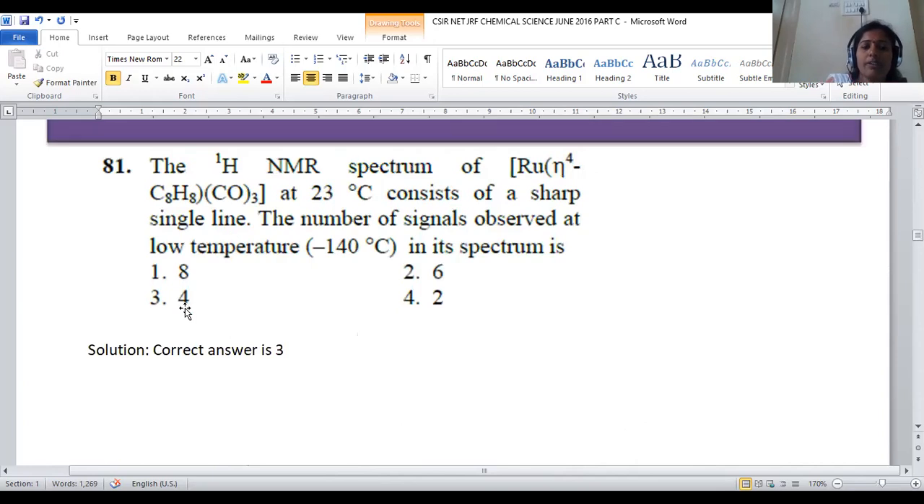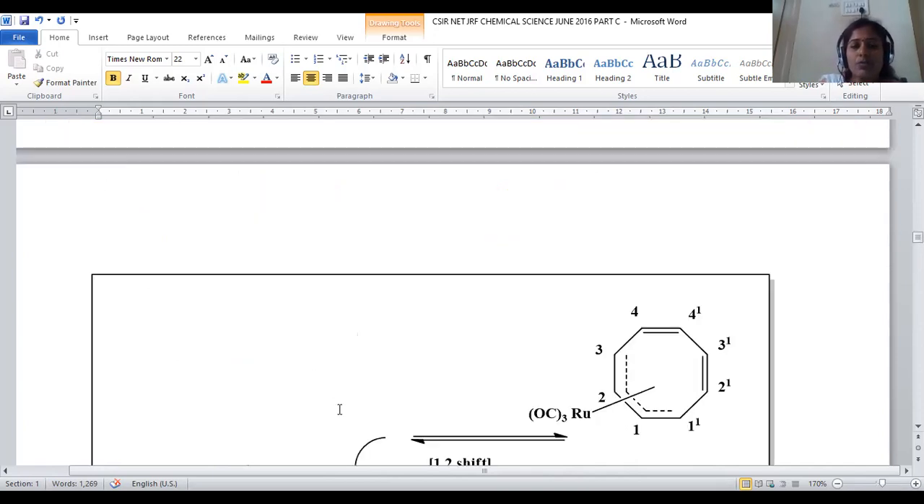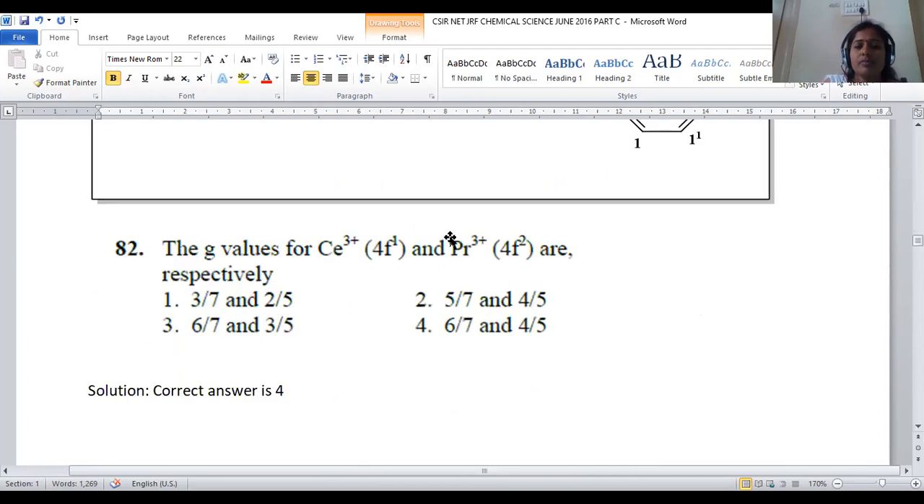The total possible signals will be 4 types because of 1-2 shift, 1-3 shift, 1-4 and even 1-5 shift. So here 4 signals will appear at -140. For question number 81, option number 3 is the correct answer. Let us move on to question number 82.